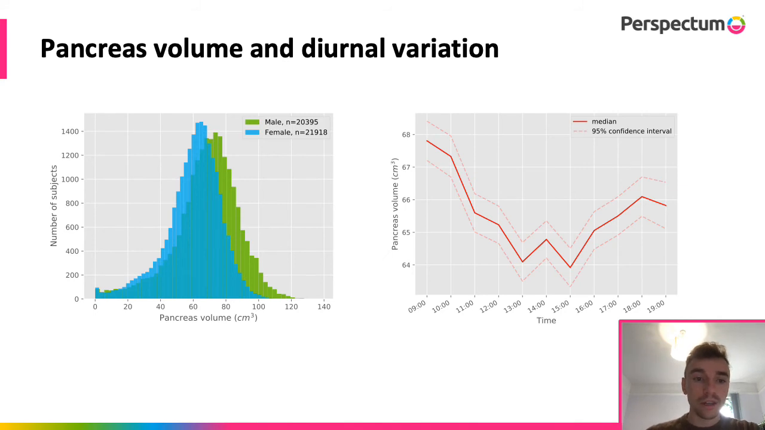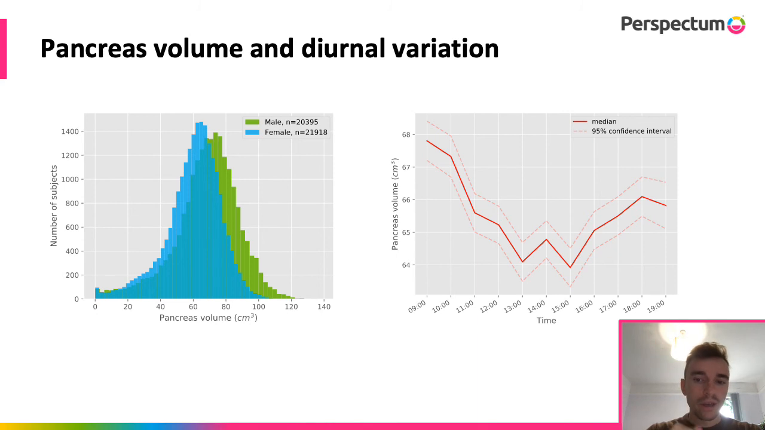Here you can see a couple of figures. On the left hand side, we can see the distribution of pancreas volume for both males and females. The values in terms of the median volume are in line with previously reported values in the literature from smaller studies. But to the best of our knowledge, this is the largest pancreas volume study to date. On the right hand side, we can see an interesting figure showing diurnal variation of pancreas volume.